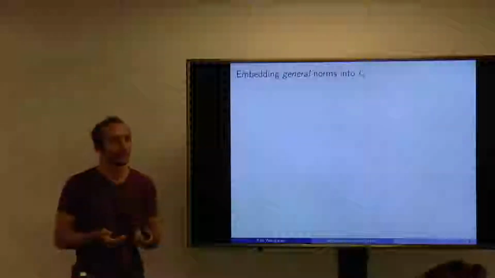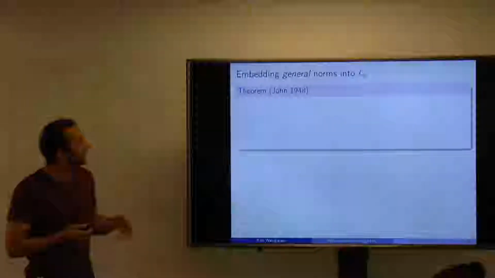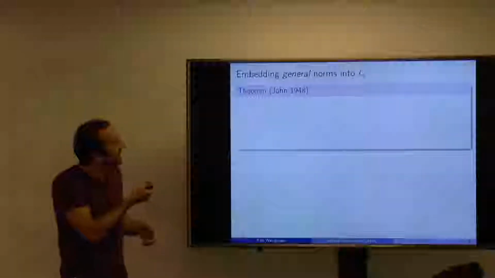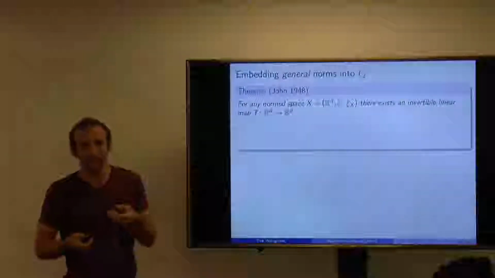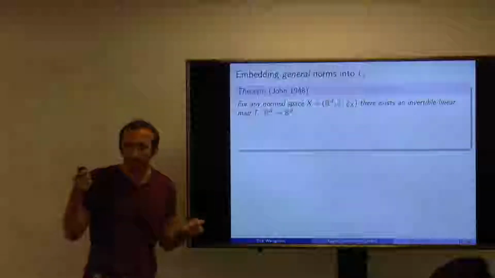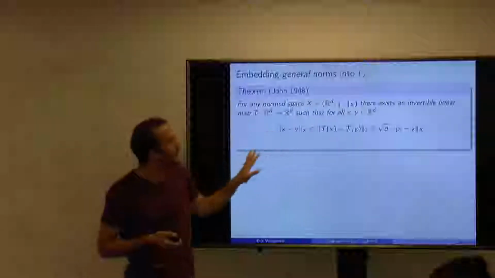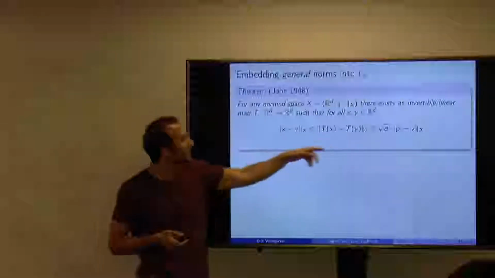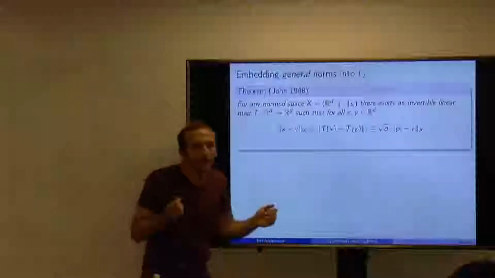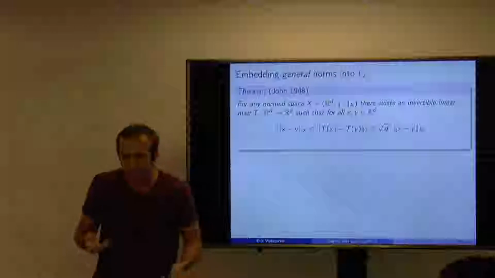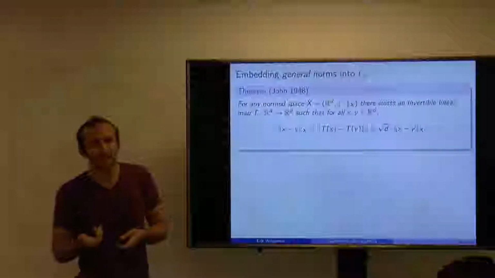Good, so now that we have this approach, we can look in our toolbox and see what's the best thing we can do for embedding general norms into L2. We can already use some very nice theorems. In particular, in 1948, we have this theorem of Fritz John, which says that if you take any norm space x, there exists an invertible linear map T, and think about this as being my embedding, such that for any two points x and y, the distance between x and y in my original space is, up to a factor square root d, the distance of the points Tx minus Ty.